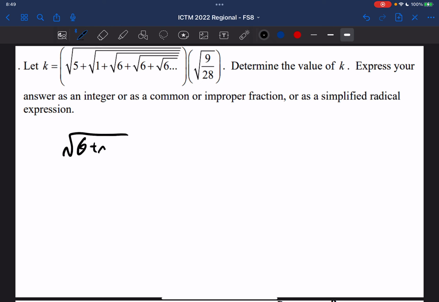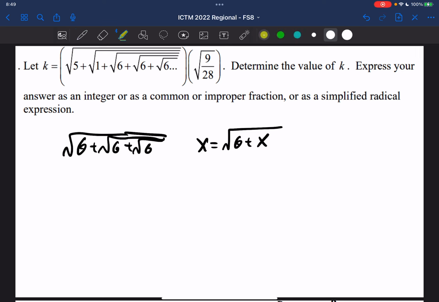Square root of 6 plus square root of 6 plus square root of 6, this nested square root. Now, the idea behind this is that this whole thing is equal to this square root inside here. So we say that x is equal to the square root of 6 plus x. Whatever this thing is, we're calling it x here and here.